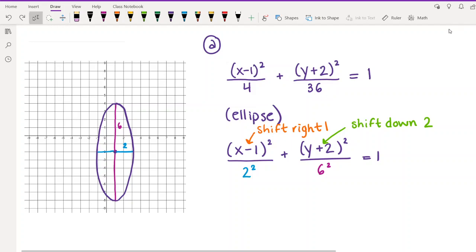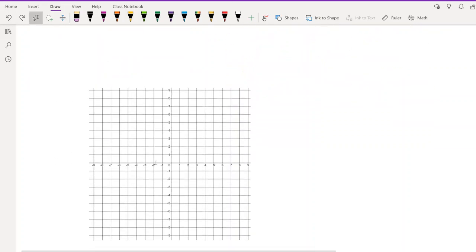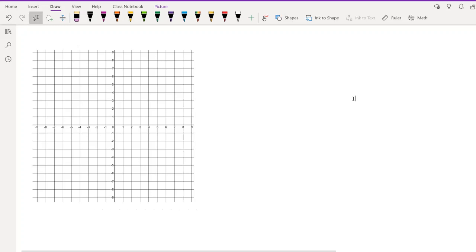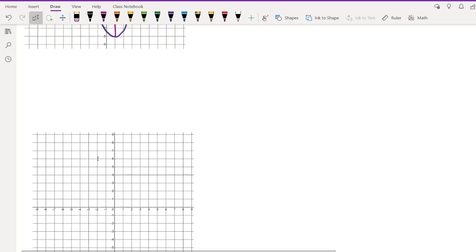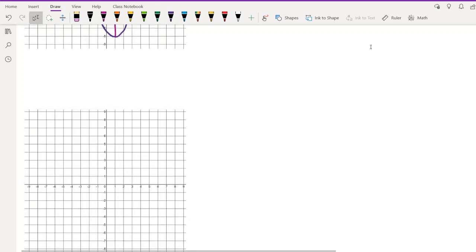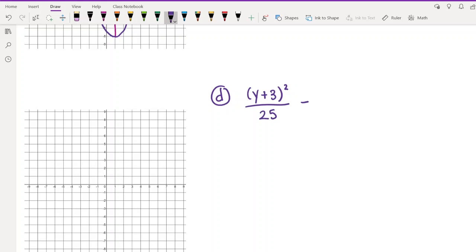Okay, so next we're going to look at D. So D is asking us to graph this one. So we have y plus 3 squared over 25 minus x squared over 9 is equal to 1.